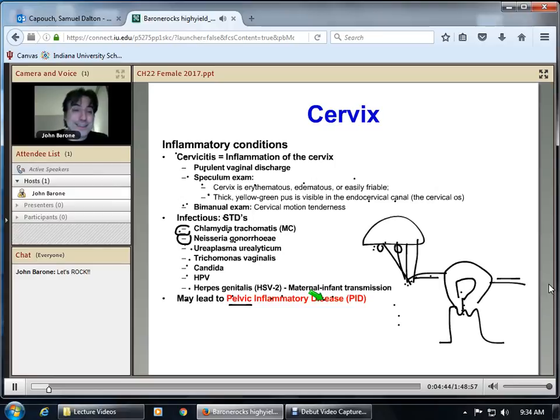And again, this is not good. It's not good to have infections in your pelvic cavity, your peritoneal cavity. Not a good thing. Pelvic inflammatory disease, you need treatment, you need antibiotics.